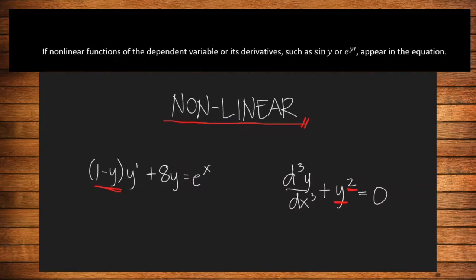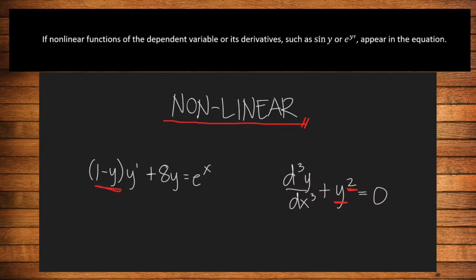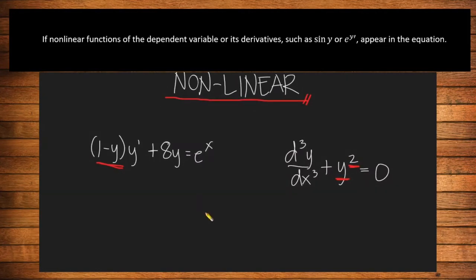And the third condition we have is if non-linear functions of the dependent variable or its derivatives, such as sin y or e raised to y prime, appear in the equation. Okay, so for this condition, let's consider the function second derivative of y with respect to x plus sin y equal to 0. So we have the non-linear term sin y in our equation. Therefore, this equation is a non-linear differential equation.